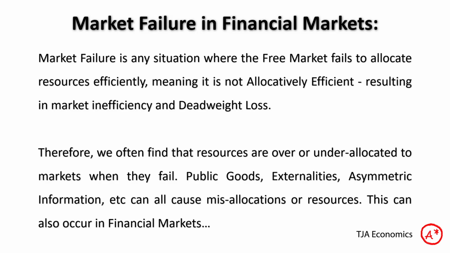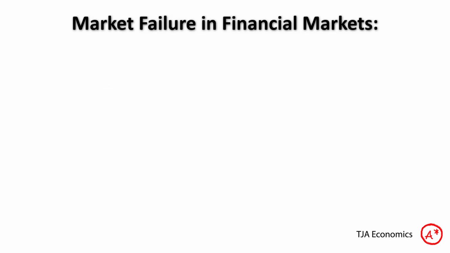Market failure, any situation where the free market fails to allocate resources efficiently, meaning that it is not allocatively efficient, resulting in market inefficiency and deadweight loss. Therefore, we often find that resources are over or under allocated to markets when they fail. We've looked previously at public goods, externalities, asymmetric information, and a few other ways in which we've had misallocation of resources. This can also occur in financial markets though, and let's have a look how.